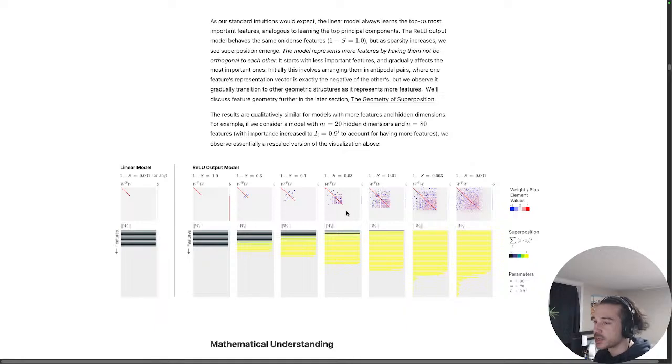So on the left, we see a linear model, 1 minus s equals 0.001, or any. It's a linear model, so the weights WTW are just always going to be orthogonal. Makes sense. On the right, we're zooming out. We're starting at 1 minus s equals 1.0 with a ReLU output model. It's still all orthogonal, but as we continue to increase the s, and s is the sparsity, we see that the model enters superposition for every feature. Makes sense.